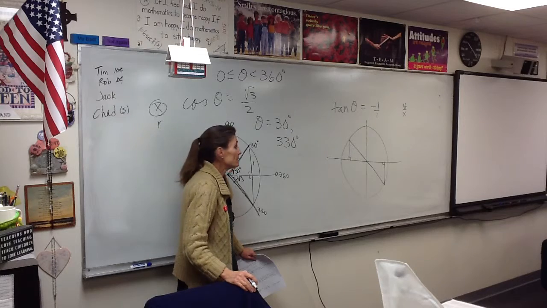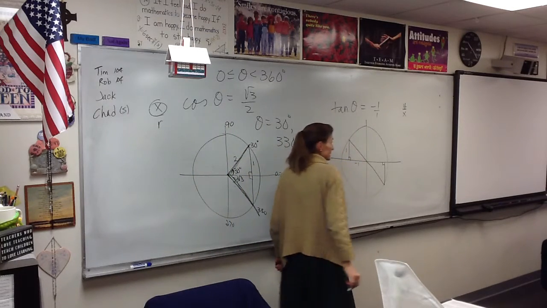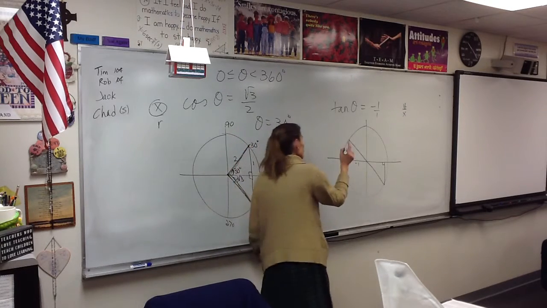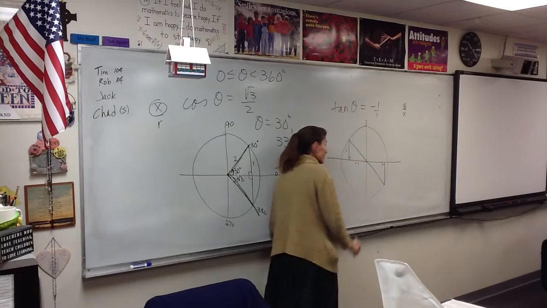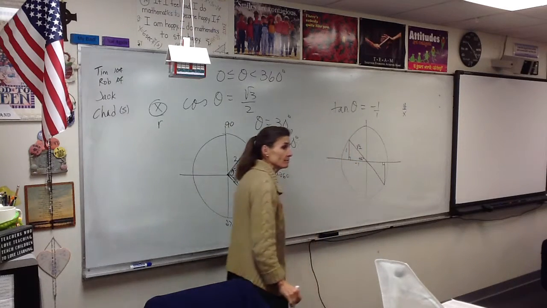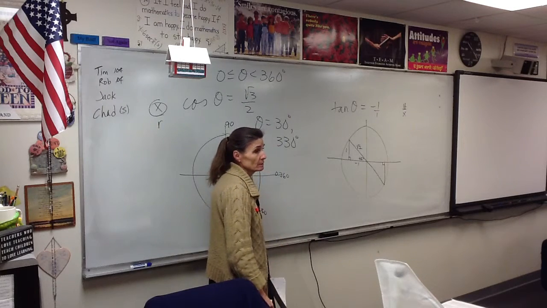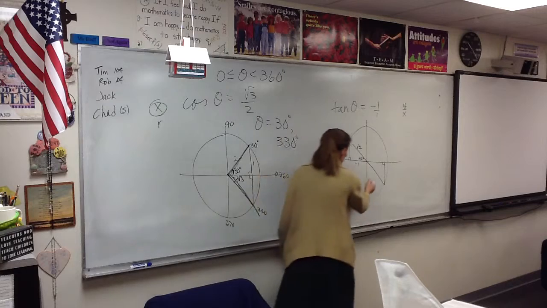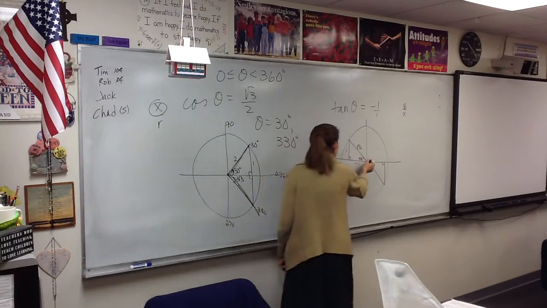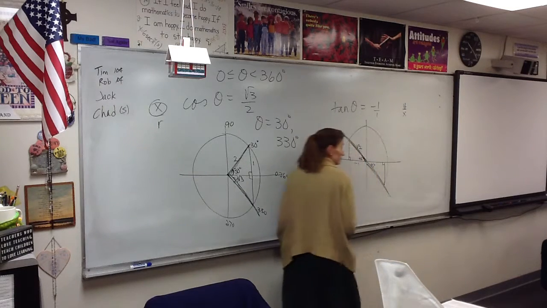Now, the tangent is opposite over adjacent. You should recognize that triangle. This is a root 2, that's a 45 degrees. Again, I can't help you with that. You got to know it. This is also a 45 degrees. They're always equal. So your answer is this angle and this angle.